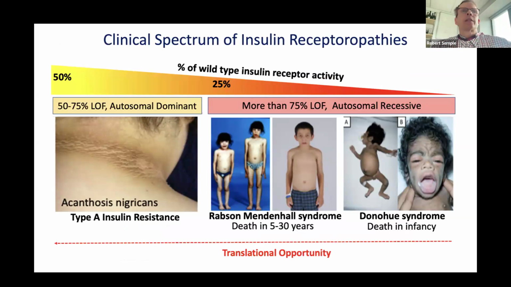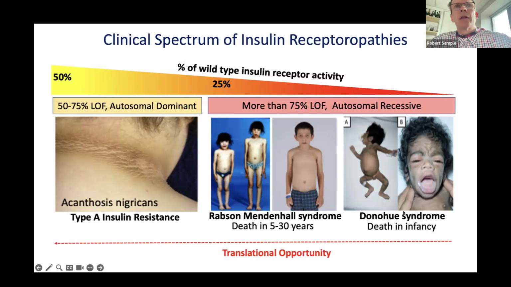And the best way to view it is as a spectrum. So those who've got no insulin receptor at all have this syndrome, which we call Donahue syndrome. It used to be called leprechaunism, but that's neither scientifically useful nor particularly kind to my mind. So we prefer Donahue syndrome based on the first clinical description.